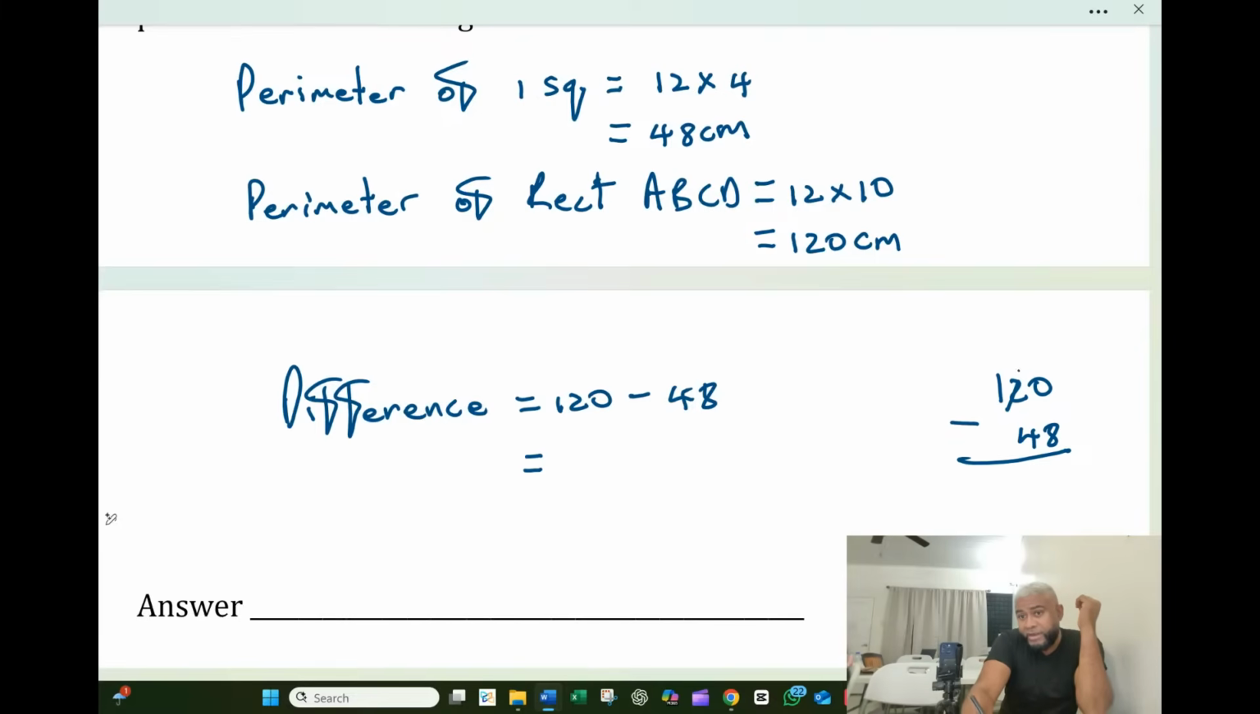You borrow 1 here, you get 10. 10 minus 8 would be 2. You have to borrow this 1 here, right? You get 11. 11 minus 4 would give us 7. So 72 centimeters would be my difference.